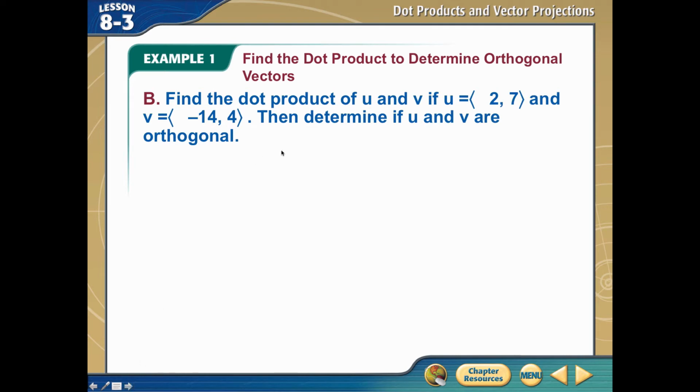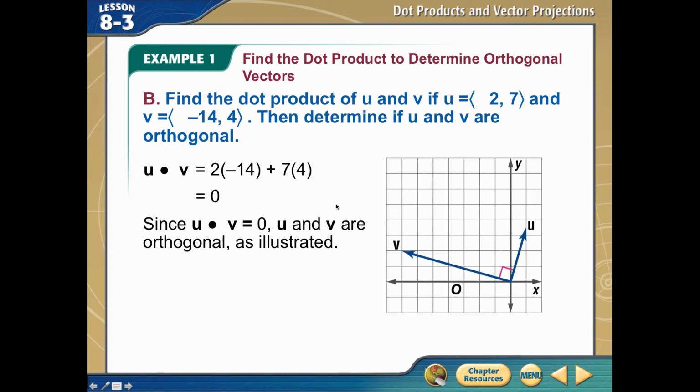Now let's do another one. 2, 7 and negative 14, 4. 2 times negative 14 is negative 28. 7 times 4 is 28, so u dot v is 0. Therefore, they are orthogonal, which means they meet at 90 degrees. That's a very useful thing to be able to do, to take vectors and know that they meet at 90 degrees, because it allows us to do triangle trigonometry without using the law of sines or the law of cosines.